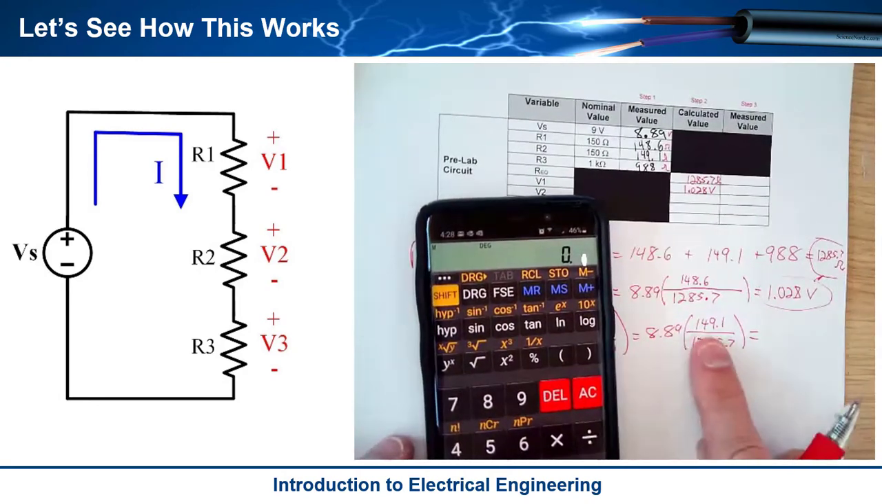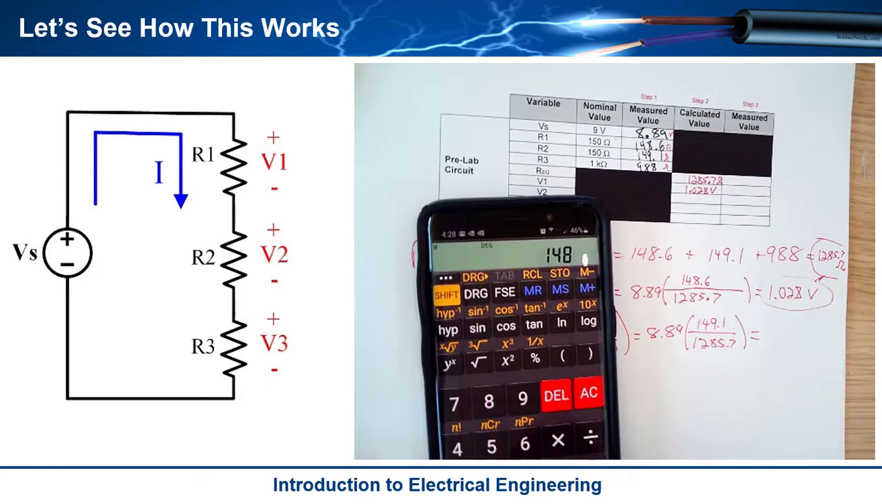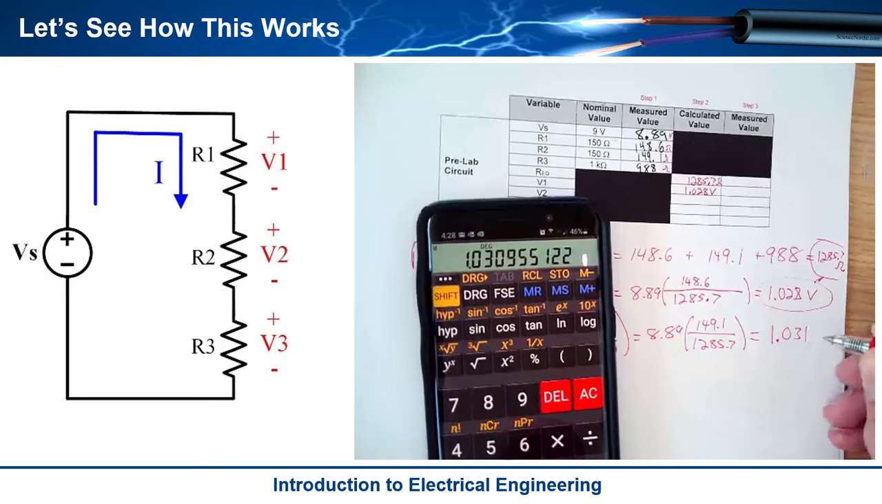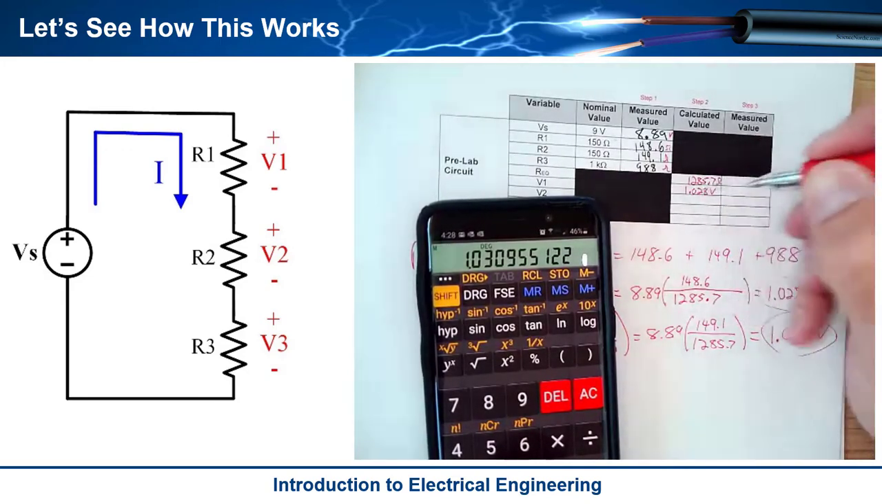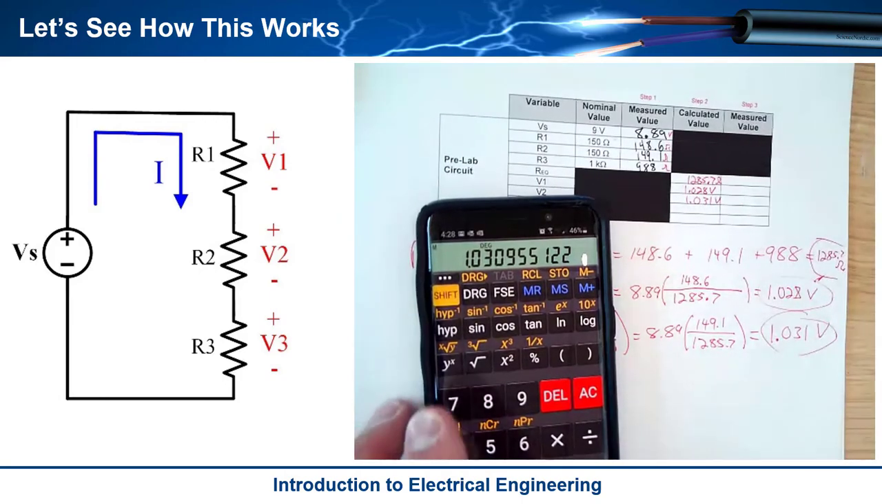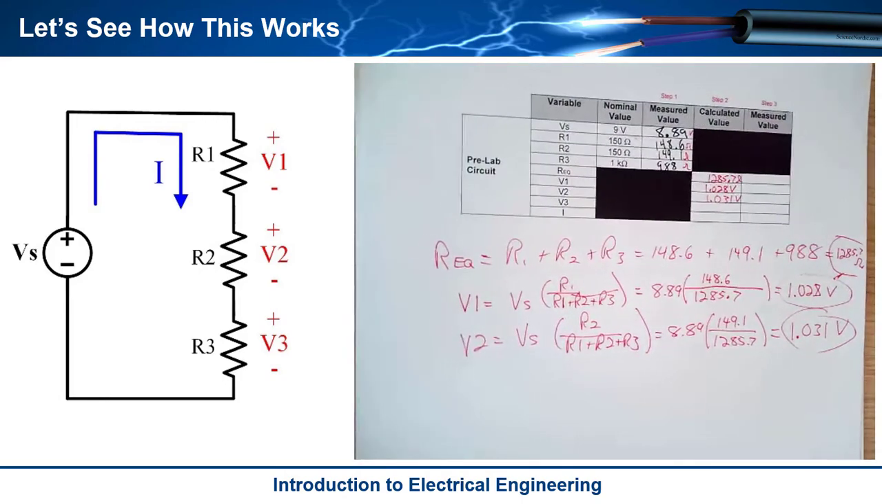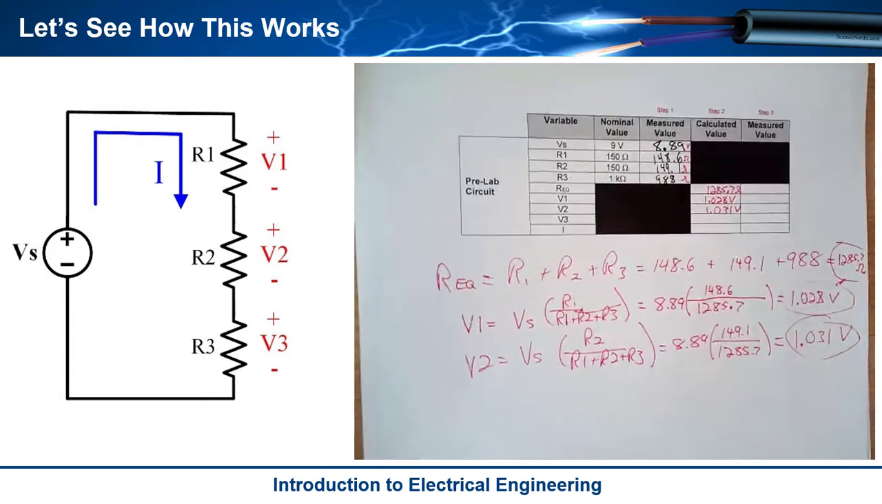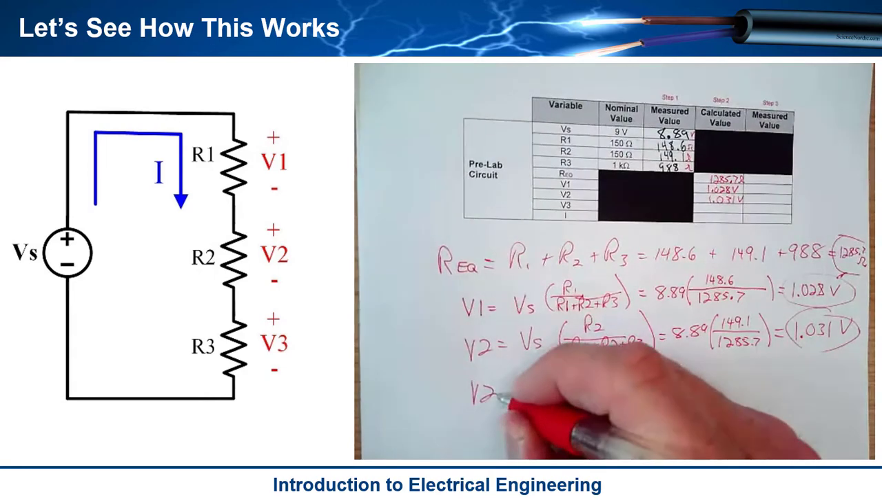So here I go. I'm going to take 149.1 divided by 1285.7 equals, and multiply by 8.89. And what I get is pretty much the same thing, 1.031, we'll say volts. So that's this guy right here. So 1.031 volts. And you can tell you need to be sort of careful when you do this stuff because it's pretty easy to make a typo or write something down wrong. And I keep bumping my camera. So here we go. Okay, V2.